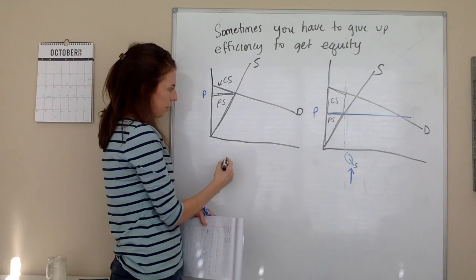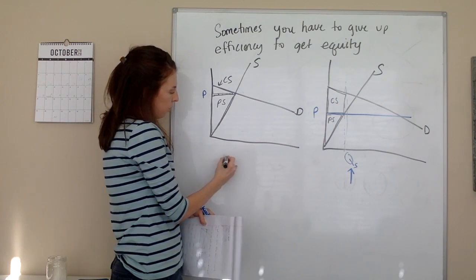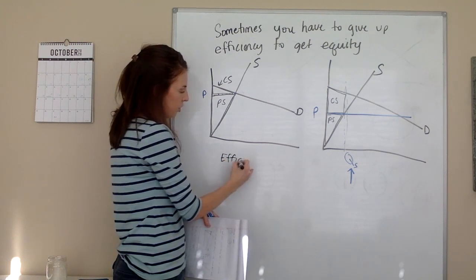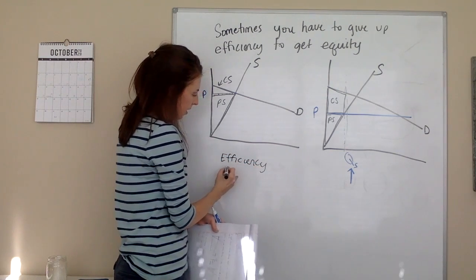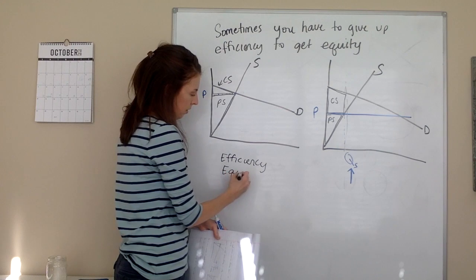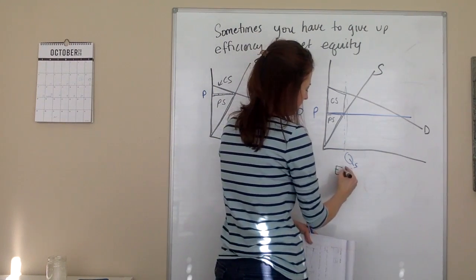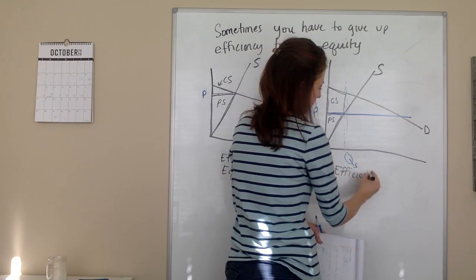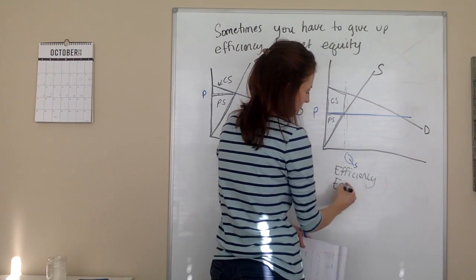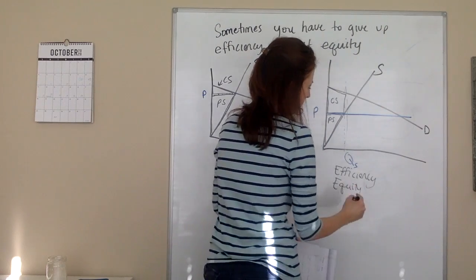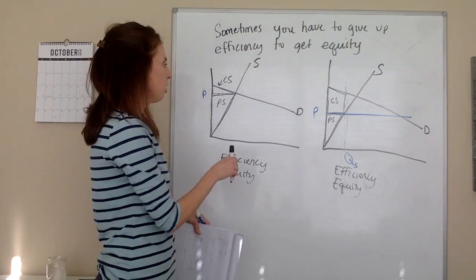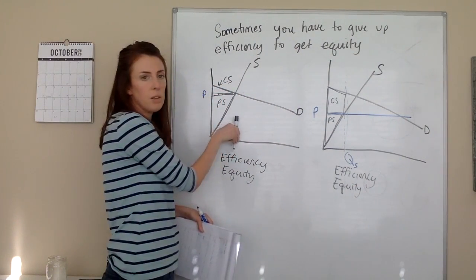Okay, let's do a head-to-head comparison. If we're looking at efficiency and equity in both markets, one of them wins on one front and the other one wins on the other front. So first of all, efficiency. Which type of government policy is more efficient?